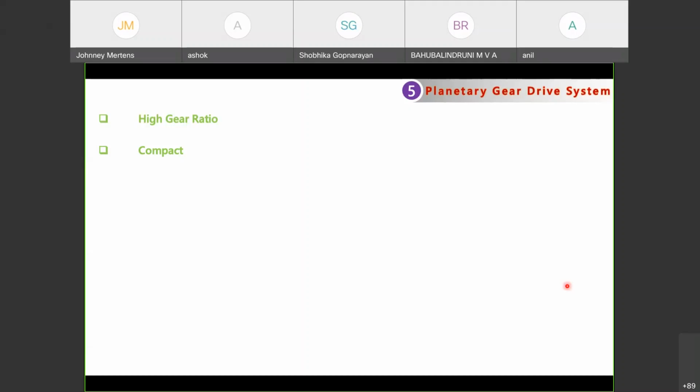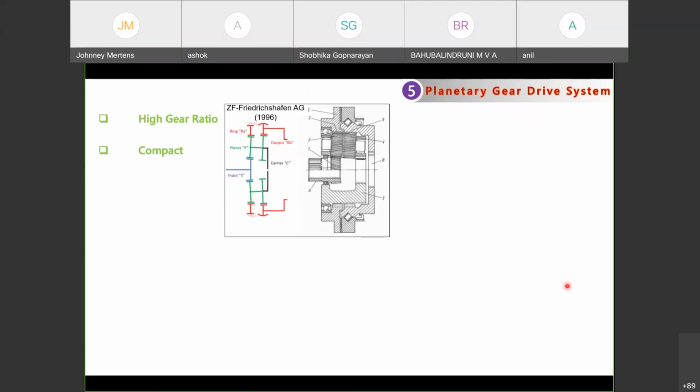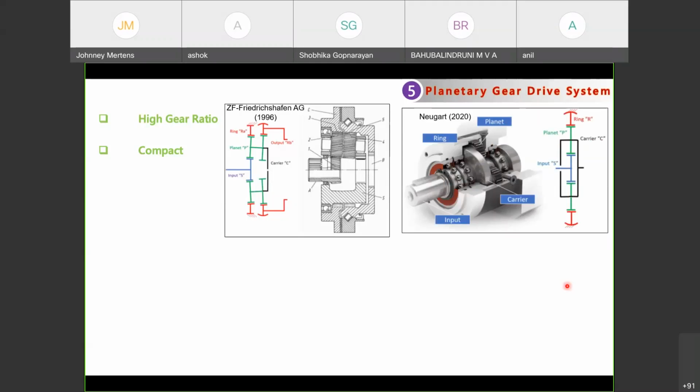It will be used for making the motion. This is the planetary gear drive system which was used long back, during the 1990s, around 1996. It was made by Friedrichshafen AG, the company which manufactured this kind of gear train system used during that era. Now, this is the new powertrain gear train system which was introduced recently, and the corresponding quarter view of this gear train system and the planetary gear arrangement is shown here.